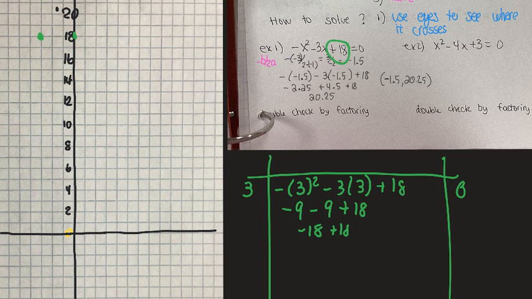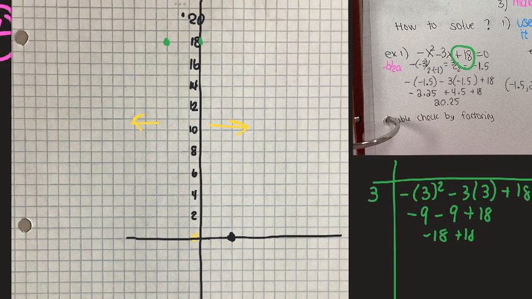1, 2, 3, 3, 0. So 3 is 4.5 boxes this way. So I need to go 4.5 boxes that way. So here's my negative, let me get my pen. Here's my negative 1.5. I need to go, what did I say? 4.5 boxes. So let's just go here and then 1, 2, 3, boom, right there.